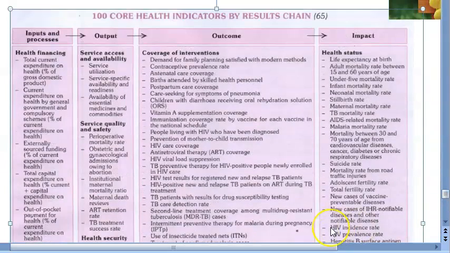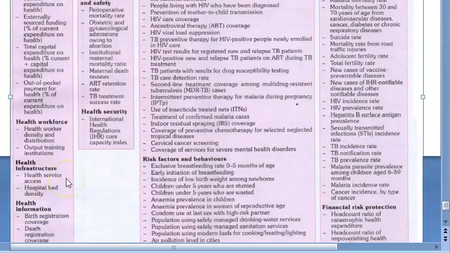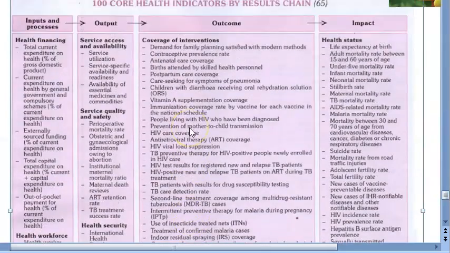Did you understand, guys? There are some 100 core health indicators. In that you have health financing inputs. These are inputs: health workforce, health infrastructure, health information. Then that will lead to output, input, output, outcome, impact. So please pay attention to this.